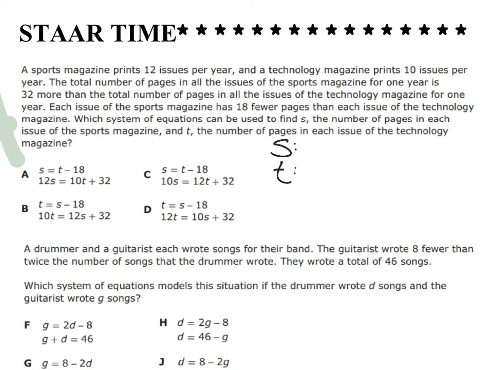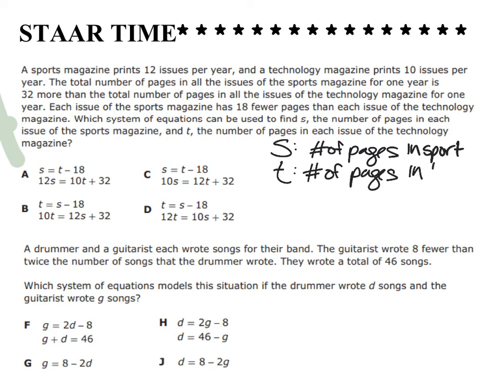If you already do that, then that's great. Sorry, side note. Now, we said, based on this question, that S is the number of pages in a sports magazine. And what does T stand for? The number of pages in an issue of the technology magazine. Number of pages in the tech magazine.